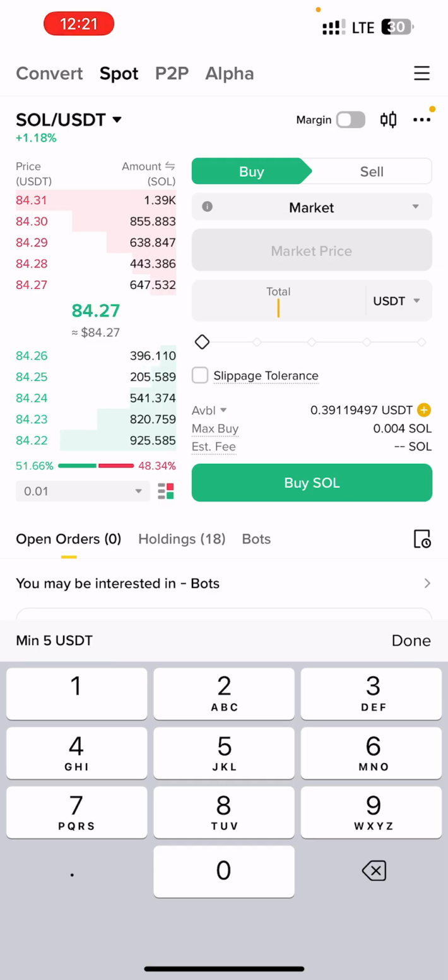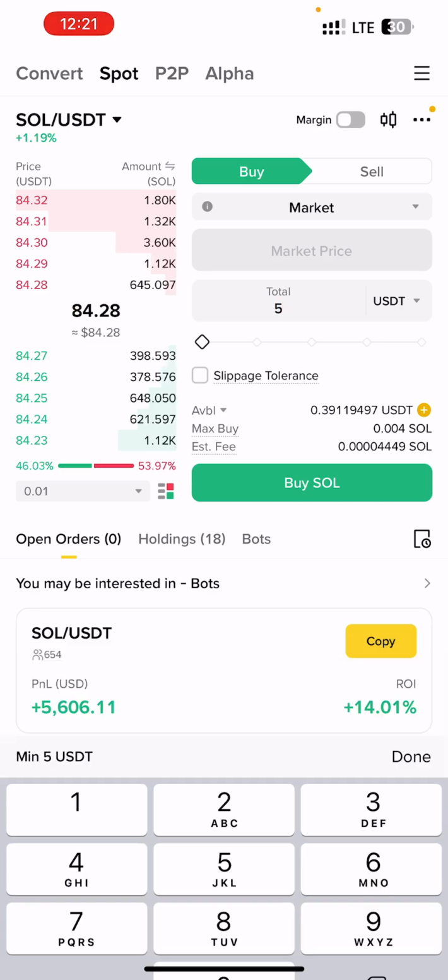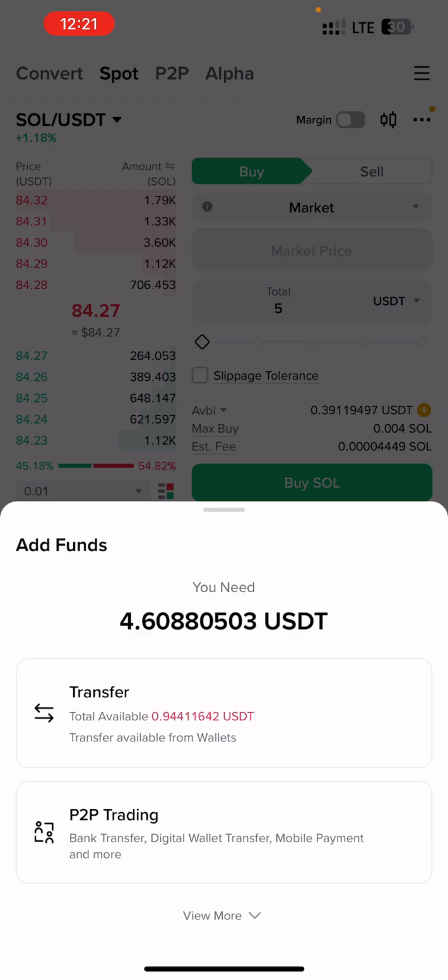If I'm willing to spend like 500 USDT or 1,000 USDT or even 10,000 USDT, whichever I'm willing to spend, I will just put it there. After putting it there, I will click buy Solana and I will execute my trade immediately. All right, since I don't have enough, let me click this one and put 5. You see, what it is telling me now is to add more USDT to my wallet, which I don't have.